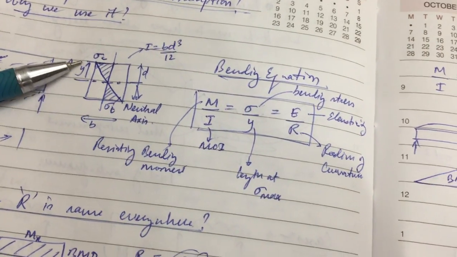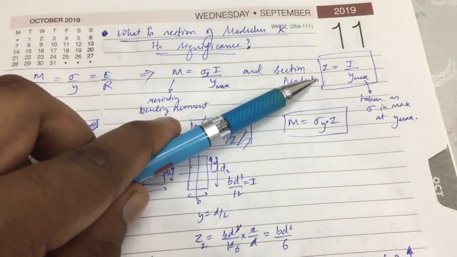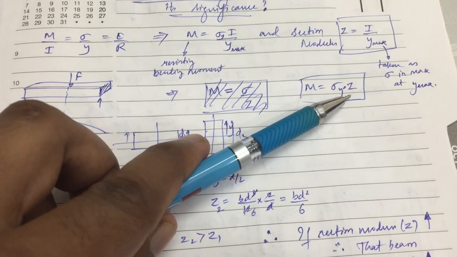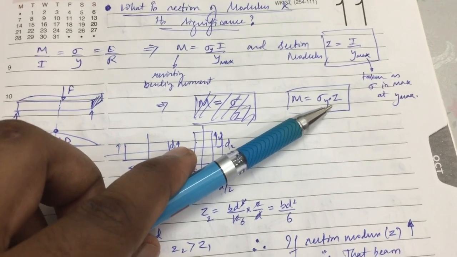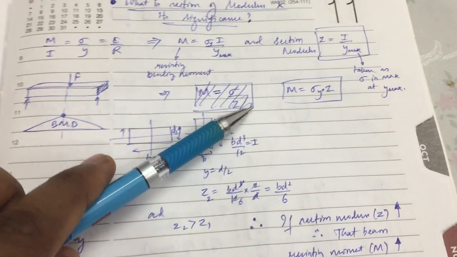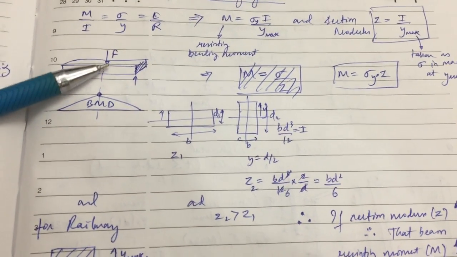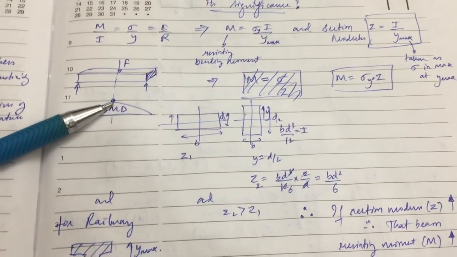So from this diagram we can see that this is the y max. Y max means the point at which the stress is highest. So the section modulus is defined as Z is equal to I by y max, and M is equal to σ times Z. It means that the point at which the section modulus is highest, at that point the resisting moment will be higher. For example, if you have a bending beam like this and we apply the force here, in the BMD the moment is highest at this point.